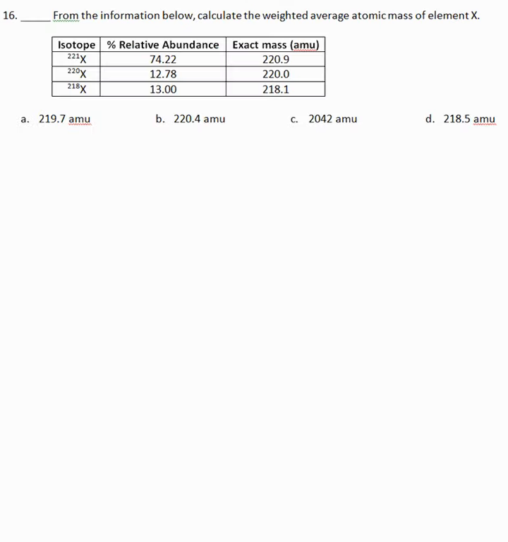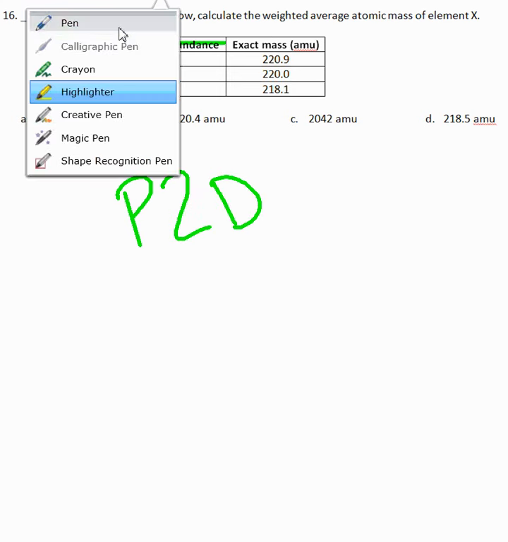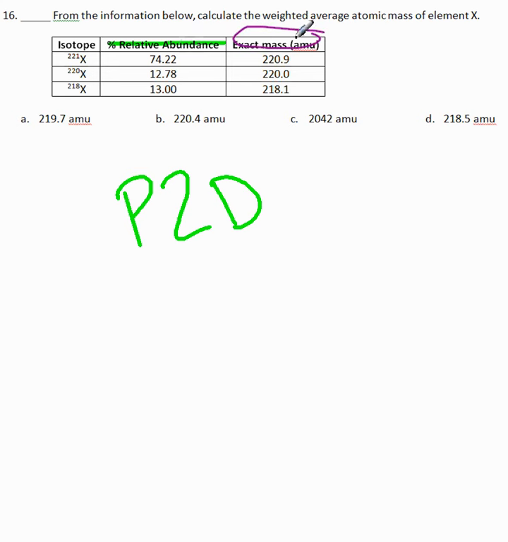Here's an isotope calculation problem. Just remember this, the P to the D. So when I first start, I identify the relative abundance. I figure out which one I have to adjust. This is AMU, so I'm good to go. So this is going to end up being 0.77422, 0.1278, 0.1300, and then I do my math. I'm going to multiply these, get each of my answers, and add them up at the end.